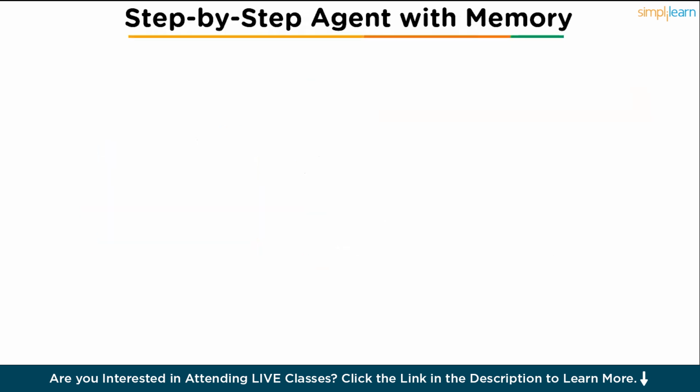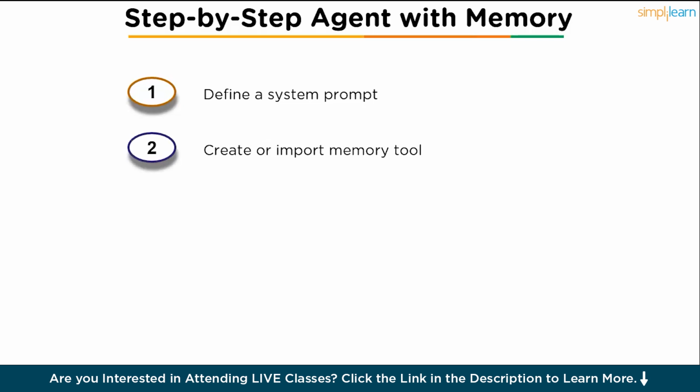Let us see what are the step-by-step agent with memories. Creating an agent with memory in Letta is a structured process that ensures the agent can effectively store, update, and retrieve information. Here's a step-by-step approach. The first being defining a system prompt. Shape the agent's personality and objectives by clearly stating its goal and behavior. Second is to create or import memory tools. Equip the agents with tools like save memory or retrieve memory to handle memory operations.